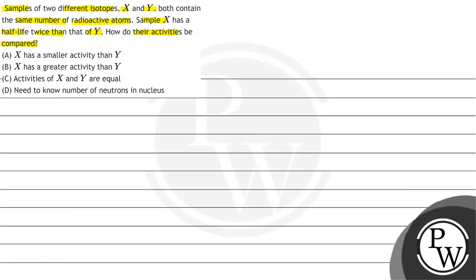So let us first revise the key concepts behind this question. So what is the first key concept? It is decay constant, denoted by lambda. I will explain it later. And second is half-life. And third is activity.